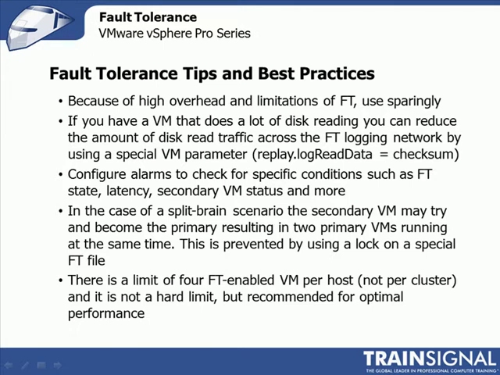In case of a split brain scenario, such as the loss of network connectivity between hosts, the secondary VM may try and become the primary, resulting in two primary VMs running at the same time. This is prevented by using a special FT lock file. Once a failure is detected, both VMs will try and rename this file, and if the secondary succeeds, it becomes a primary and spawns a new secondary. If the secondary fails because the primary is still running and already has the file locked, the secondary VM is killed and a new secondary is spawned on another host.